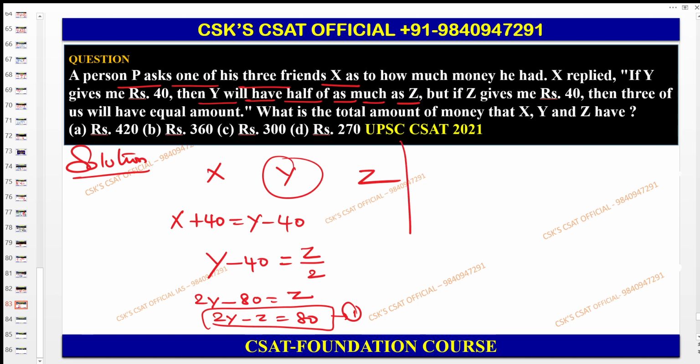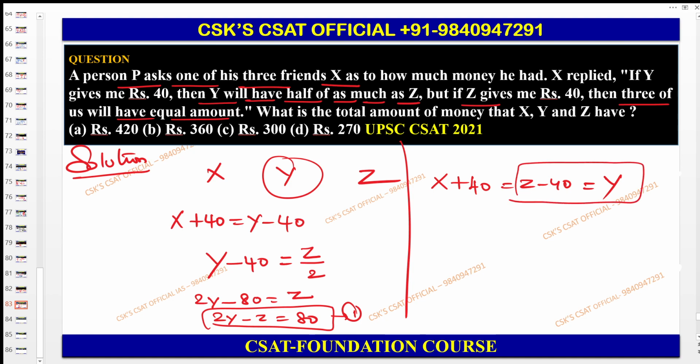That's it. Now read the next statement. If Z gives me, who says? X says, okay. If Z gives me 40, which means X gains 40. So who is losing? Z is losing 40. Then the 3 of us will have equal amount, which means X also equals Y's amount. So now listen, here in terms of Y and Z, equate this in terms of Y and Z itself. That's it. So Y is equal to Z minus 40. So Y minus Z is equal to minus 40. Take this as equation number 2. So solve 1 and 2.